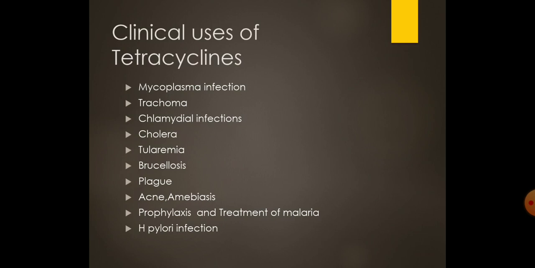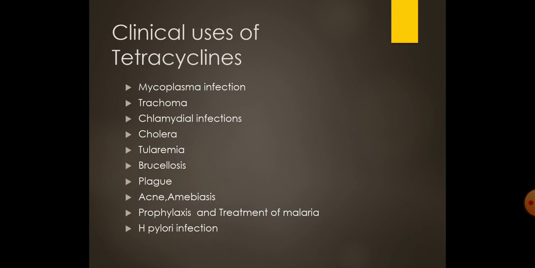In tularemia, this is probably your drug of choice, and mostly doxycycline is preferred over tetracycline. Even in cholera, you can prescribe doxycycline rather than tetracycline, but tetracycline also can be prescribed both as prophylaxis as well as in the treatment. In the plague caused by Yersinia pestis, tetracyclines are as effective as streptomycin in treating that condition.